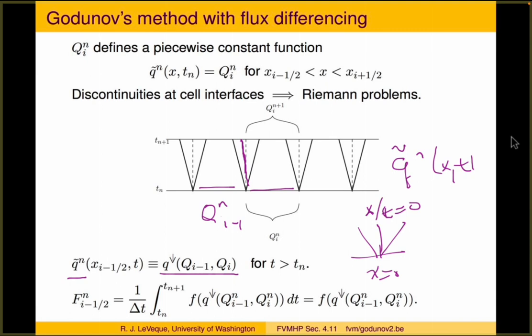And so if you can calculate from the Riemann solution that one value of Q right along the interface, then the integral in time of f evaluated at that value, divided by delta t, is exactly equal to f of that value, because it's constant in time. So the numerical flux F at i minus a half, n would then just be f evaluated at that Q Riemann value that comes out of the Riemann problem between Qi minus 1 and Qi.